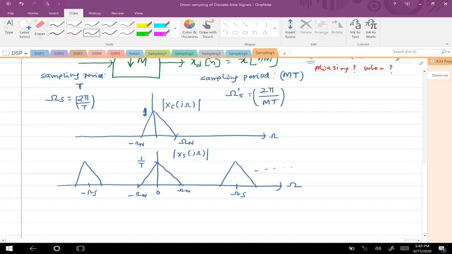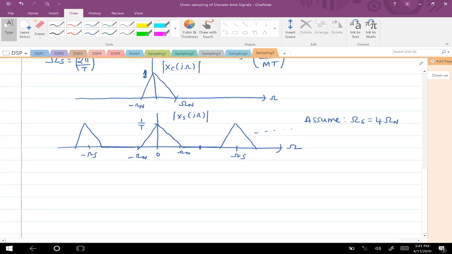For convenience, let me assume so that the plots would be clearer. Let's assume here that my omega_s is equal to 4 times omega_N. My T value is considered in such a way that omega_s equals 4 times omega_N. That means this whole thing is 2 omega_N here. That's how I do it. So similarly here. So double the gap is there. This is X_s(j omega).